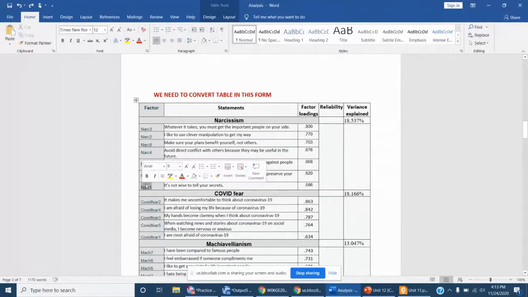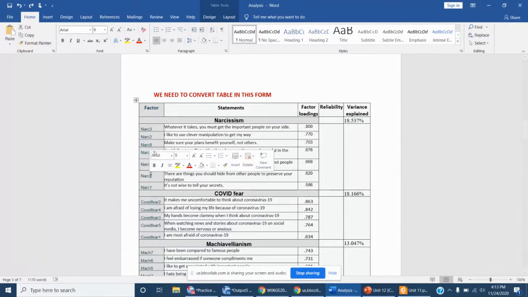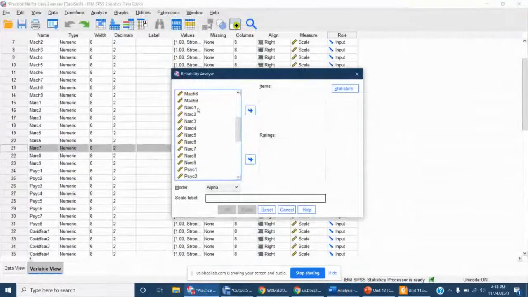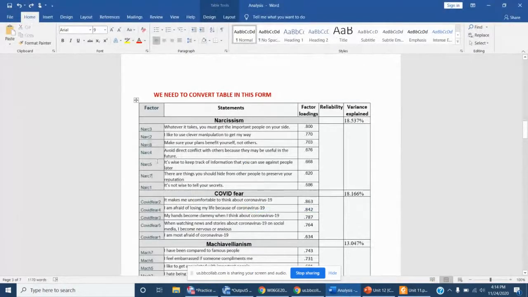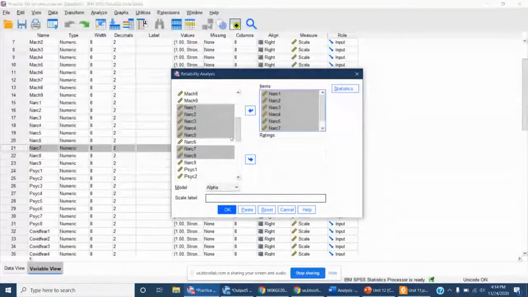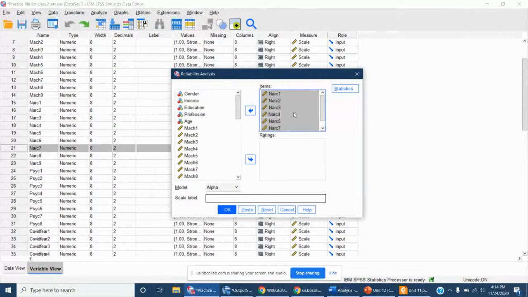Okay, so the questions narcissism 1, 2, 3, 4, 5, and 7, 8. These 7 questions need to be put in that item box. So narcissism 1 to 5 is there, and then we have narcissism 7 and 8. Let me confirm it: narcissism 1 to 5, and then 7 and 8. Okay, so we have transferred the items from the left box to the right box. The box title is items. We don't need to do anything else.